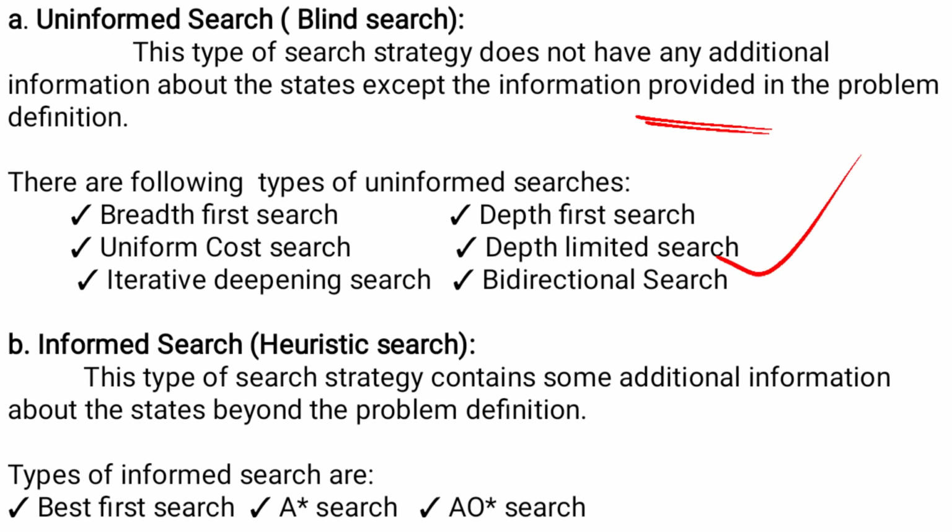Informed search, that means this type of search strategy contains some additional information about the states beyond the problem definition. That means it uses the information that is given in the problem, and also it uses some other information to find out the solution. This informed search has some types like best first search, A* search, AO* search. This is about the searching strategy.